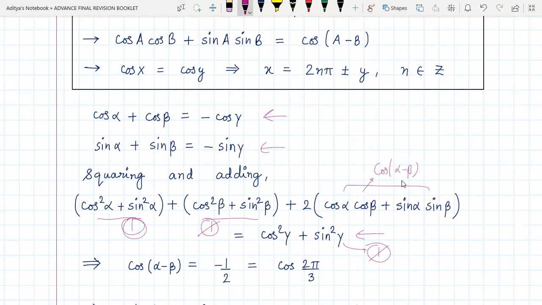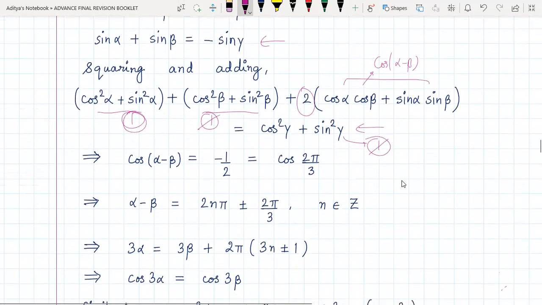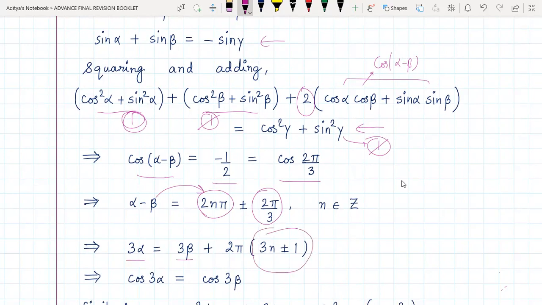So if I send this one to the right hand side and divide by this 2, then cos of alpha minus beta comes out to be minus half, which can also be written as cos of 120 degree or 2 pi by 3. So alpha minus beta then comes out to be 2n pi plus or minus 2 pi by 3 for some integer n. Then multiplying by 3 on both sides, and of course, I also transpose the beta to the right hand side. So it becomes 3 alpha is equal to 3 beta plus 2 pi into 3n plus minus 1. I will also take 2 pi common between these two terms. And yeah, that's pretty much all that we are doing.